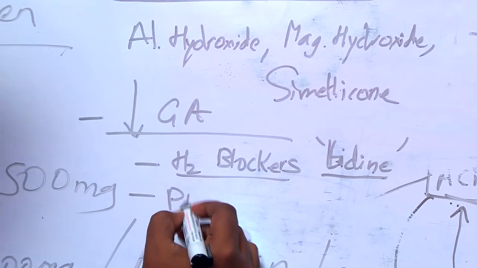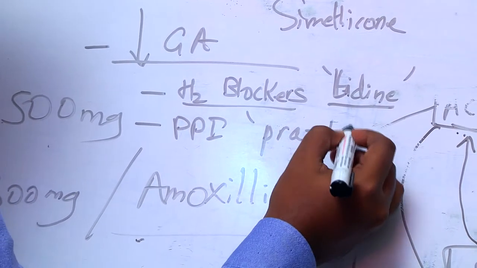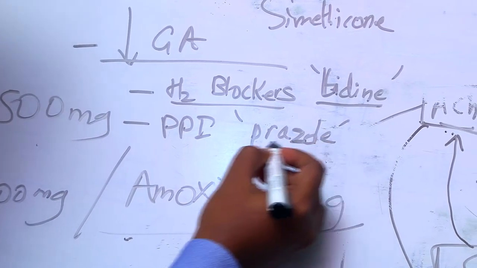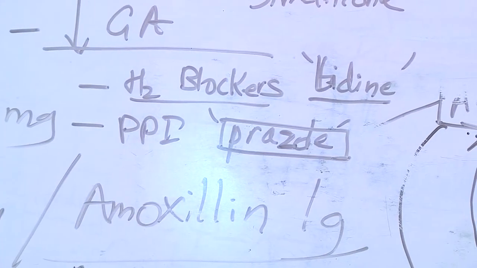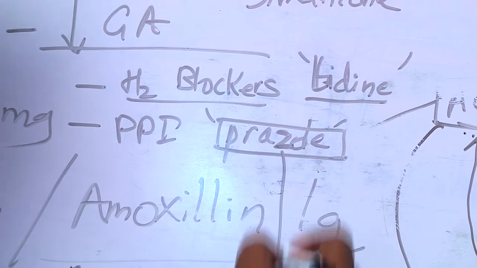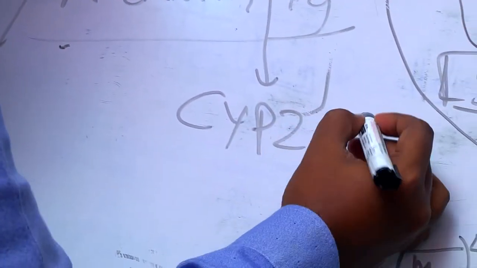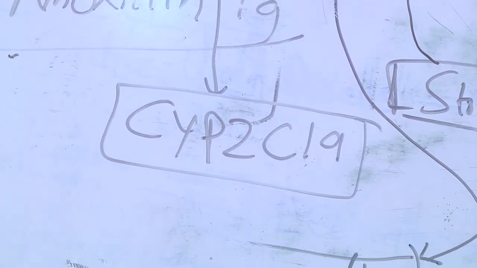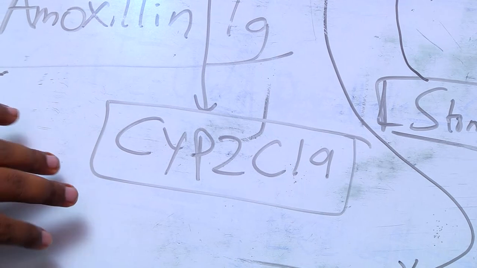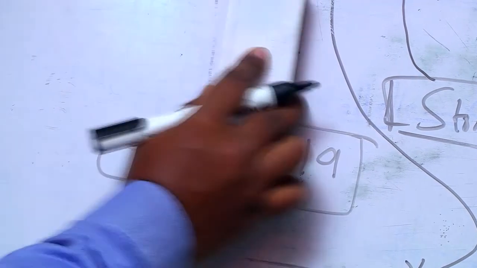And then we have your PPIs, which are called prazoles. Remember this word. So omeprazole, lansoprazole. They all are called prazoles. An important clinical point to know is that they are metabolized by something called CYP2C19. Hence you need to use this with precaution, and mainly this variation is present in Asians rather than Americans. So please use this drug with caution.